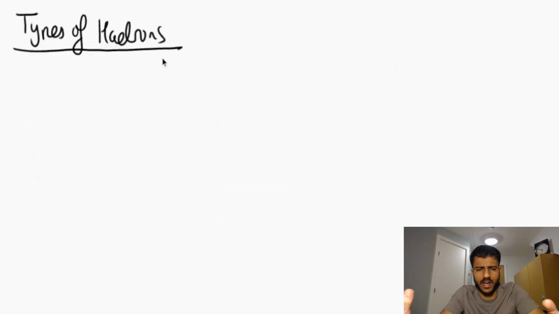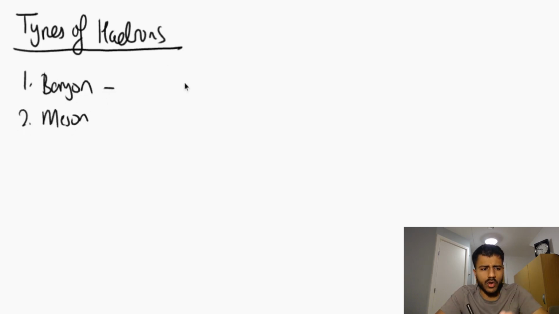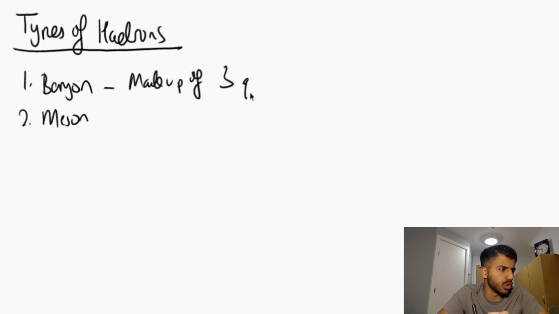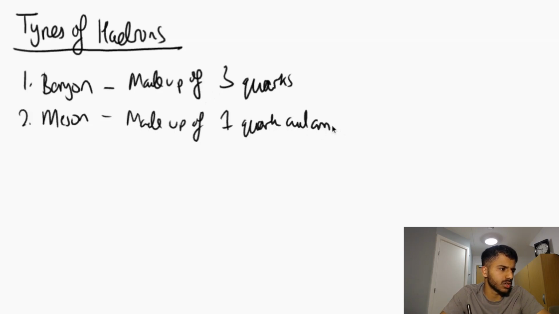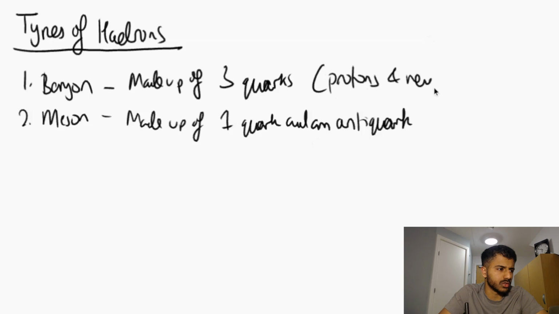Now there are two types of hadrons that you need to know for your exam. One is called a baryon, and the other is called a meson. Now, a baryon is made up of three quarks, and a meson is made up of one quark and an antiquark. Examples of baryons are your protons and your neutrons.